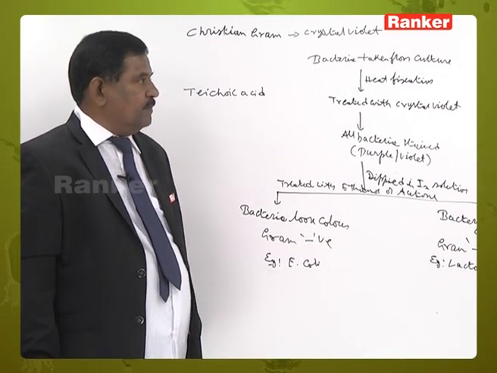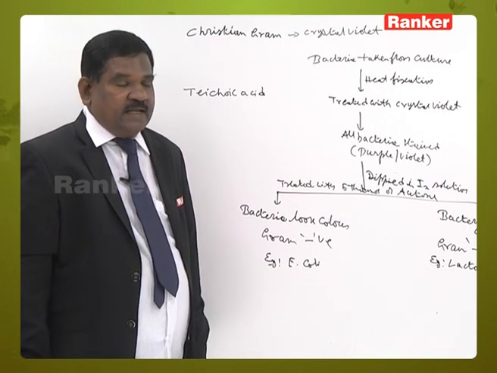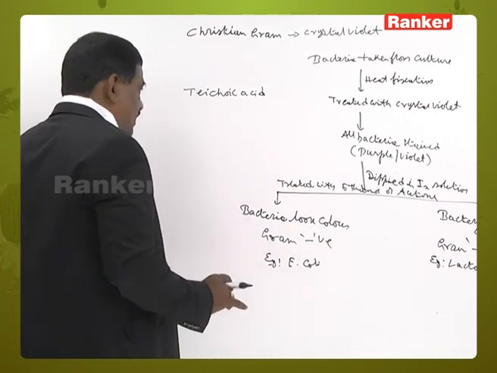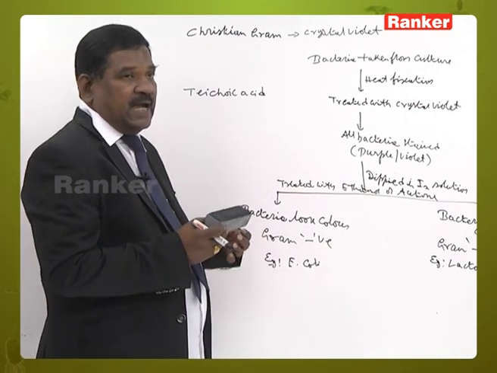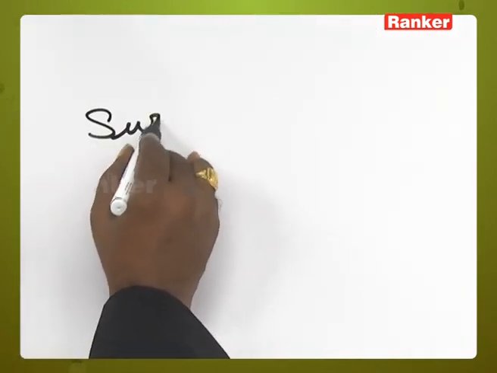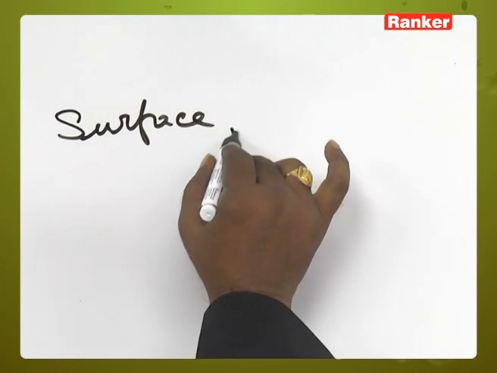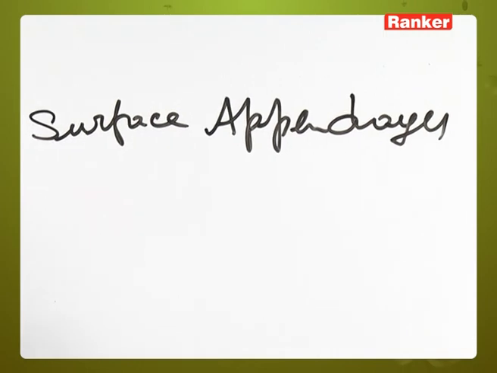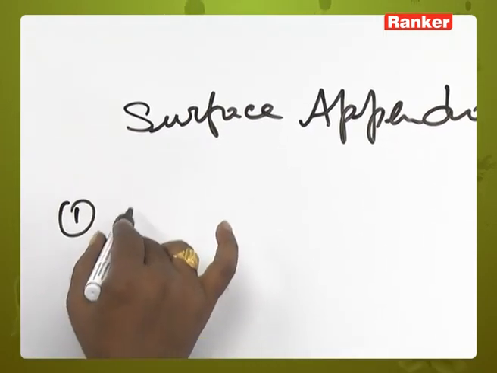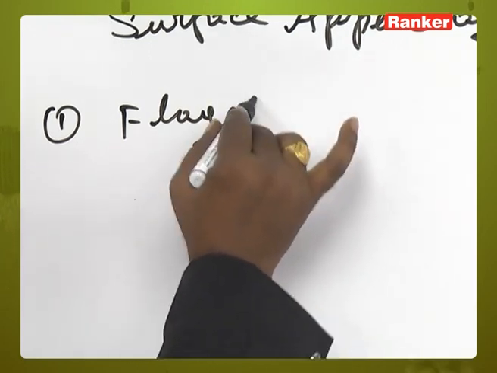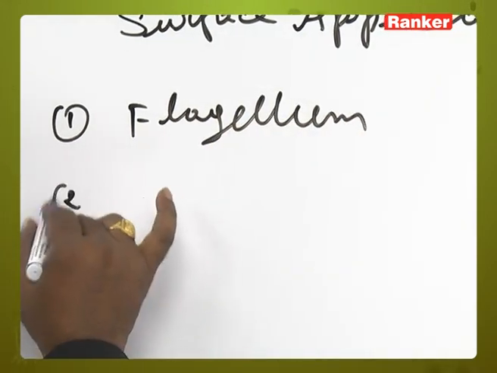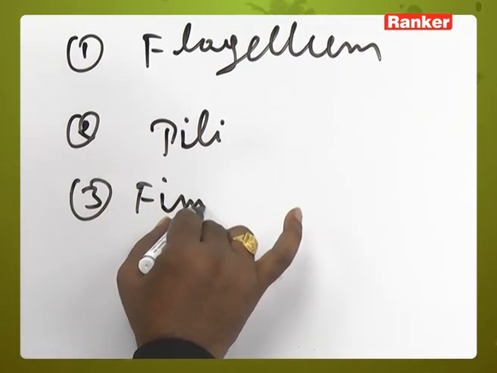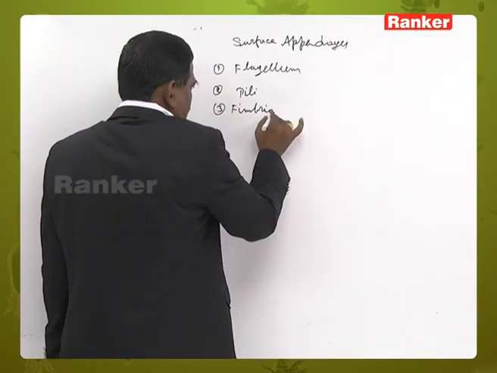And the next one, surface appendages. They are the flagella, pili and fimbriae. Three types: flagellum, pili and fimbriae.